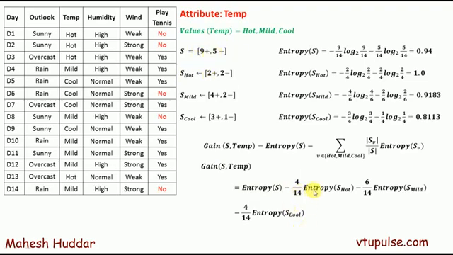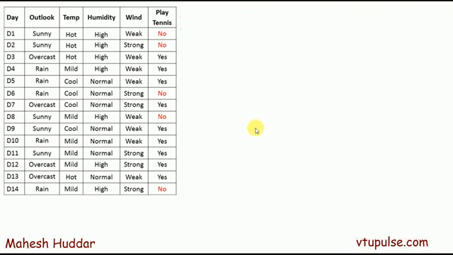So 4 by 14 entropy of S hot, minus the number of times mild is appearing, 4 plus 2, that is 6. 6 divided by 14 entropy of S mild, and the third one is cool. So 3 plus 1 is 4. 4 divided by 14 entropy of S cool. If you put the values of entropy, we will get the gain of temperature with respect to S, which is equivalent to 0.0289.